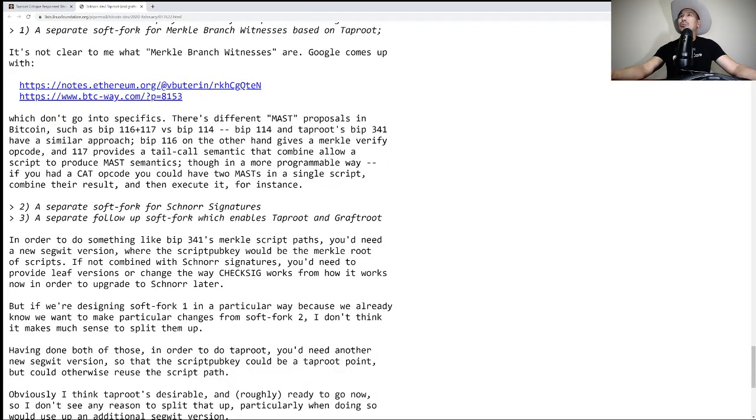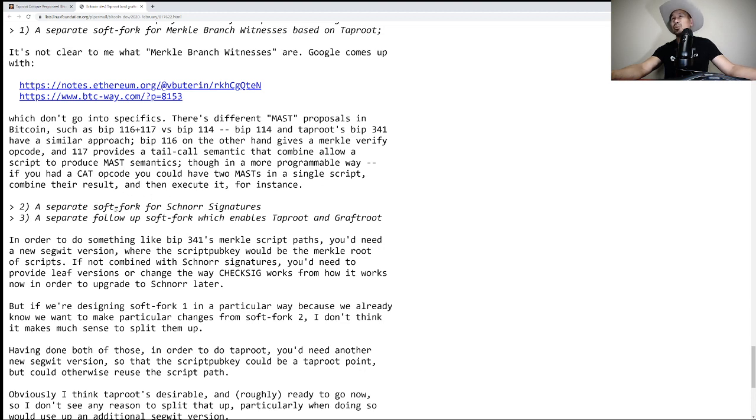It's not clear to me what Merkle branch witnesses are. Google comes up with blah, which don't go into specifics. There's different MAST proposals in Bitcoin, such as BIP 116, 117 versus BIP 114, and BIP 114 and Taproot's BIP 341 have a similar approach. BIP 116, on the other hand, gives a Merkle verify opcode.